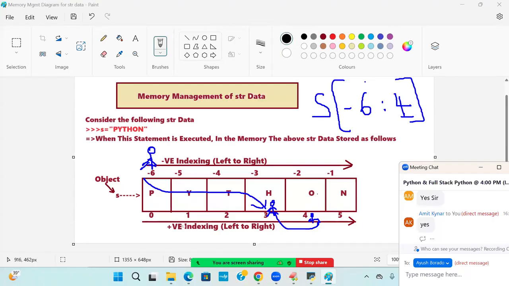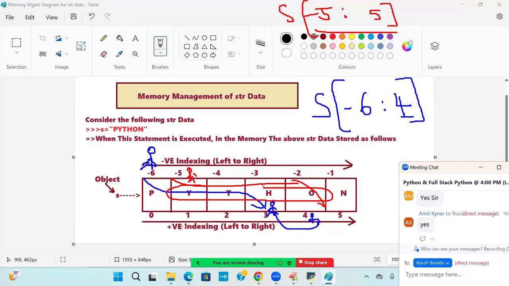Py. Okay, very good. Now I am going to write S[-5:5]. Where are you starting from? -5. -5 to where? 5, that is 5 minus 1. Yes, 5 minus 1. 5 minus 1 means up to here or not? What is the answer?